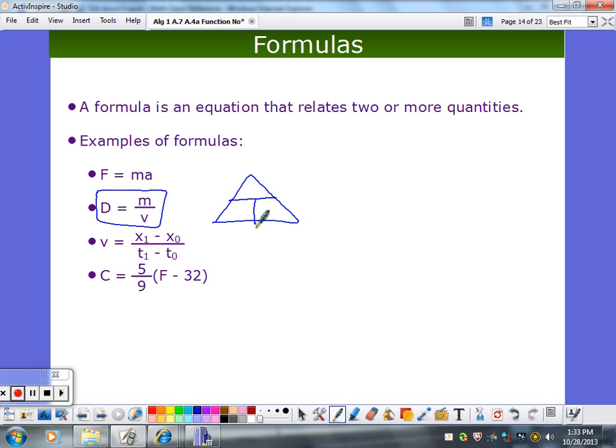So you've got a D at the top, an M at the left, and a V at the right. And what does that do for me? It tells you basically the formula: density equals mass divided by volume, and vice versa. So what's volume? V equals what? M over D? D times V equals M.